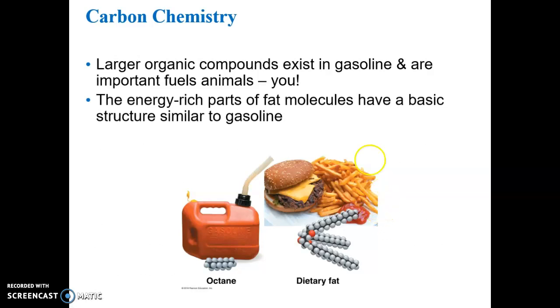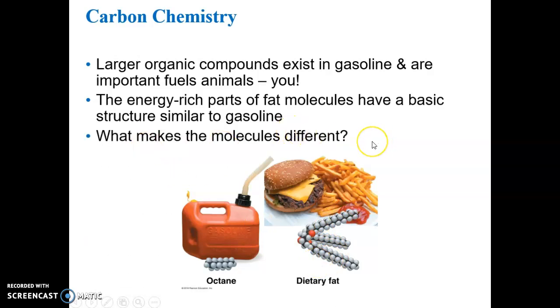metabolism at our mitochondria. So the energy-rich part of fat molecules have this basic structure that is somewhat similar to gasoline in the sense that it's somewhat of a linear molecule. The thing with the dietary fat, though, is that there are three of these linear molecules, and they're referred to as fatty acid chains. So many of our dietary fats have three of them.